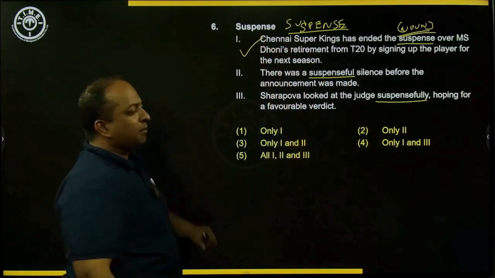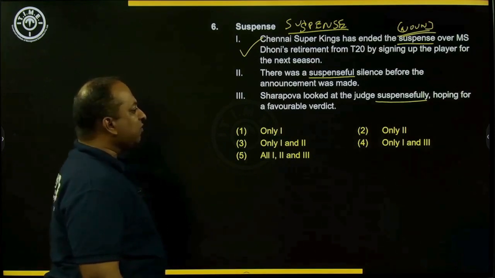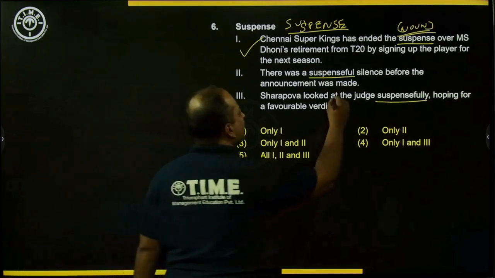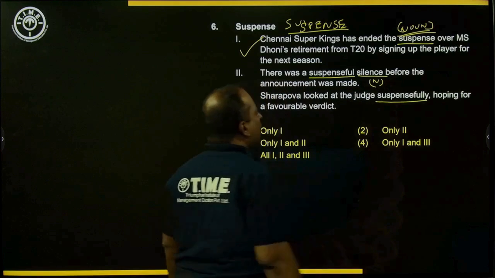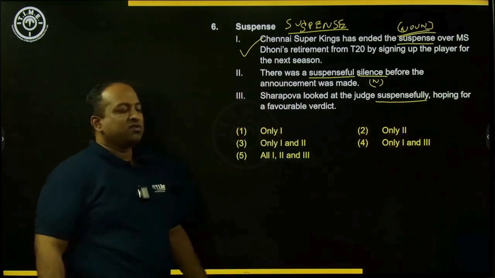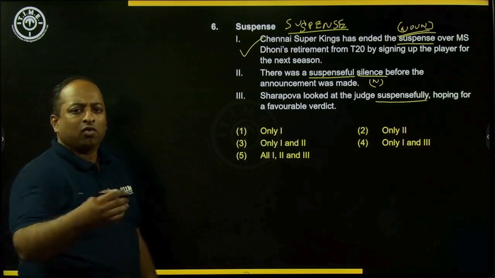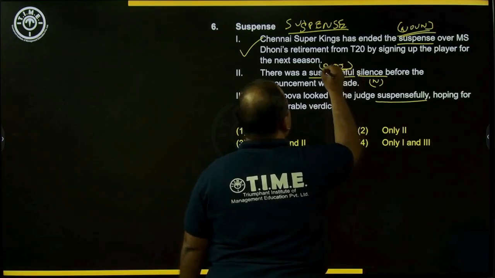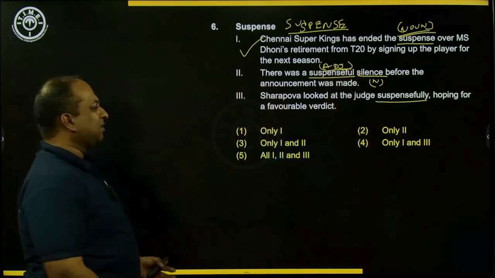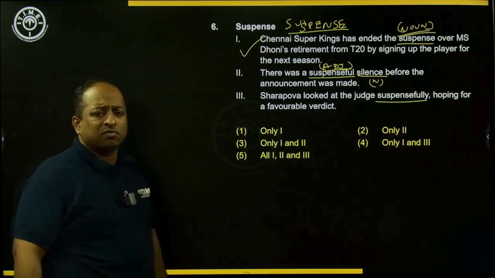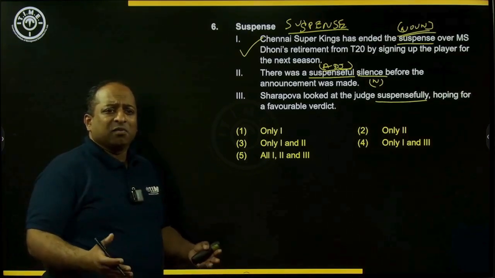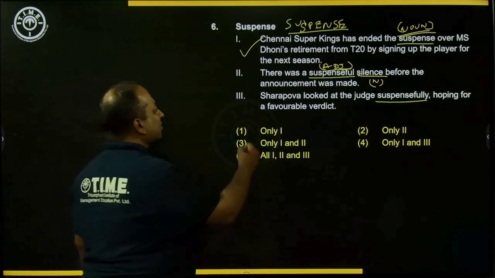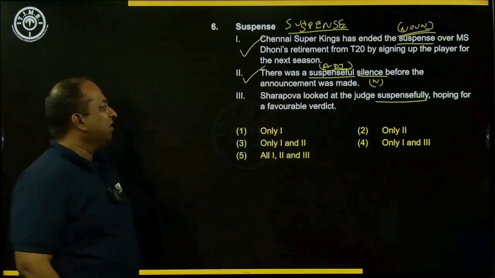Next, statement number 2. There was a suspenseful silence before the announcement was made. So you have the word silence, which is a noun, and suspenseful is an adjective. So you have an adjective which is qualifying a noun. So this word is used in a grammatically correct way, and it makes sense. There was a weird silence, people were in a mysterious kind of silence before the announcement was made. So this is also a right way to use the word.